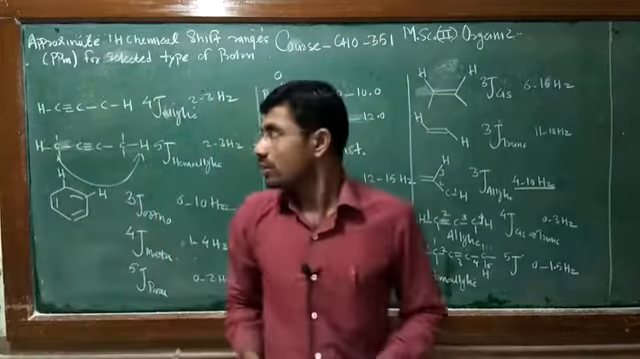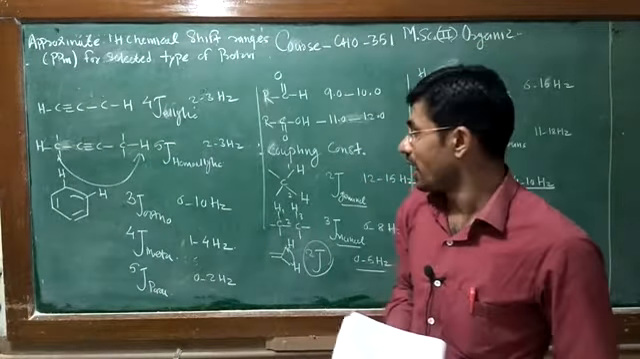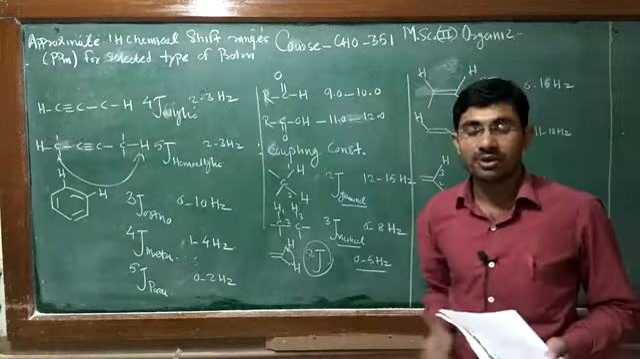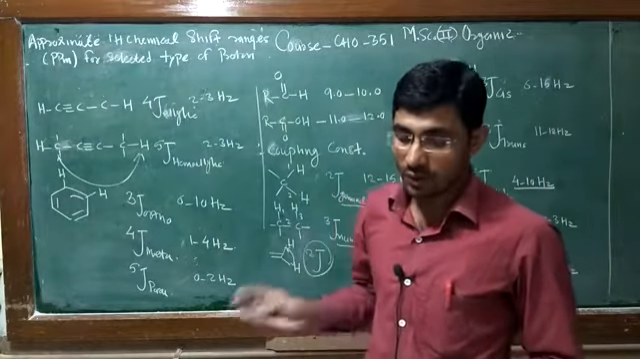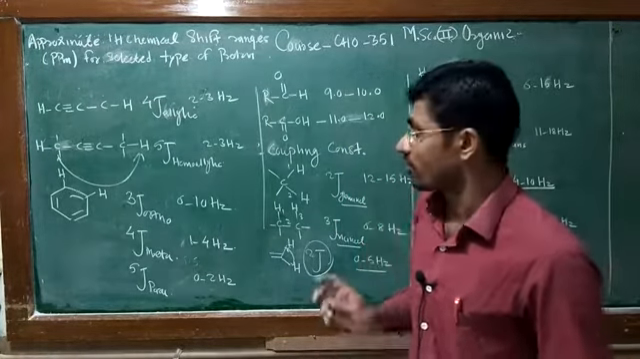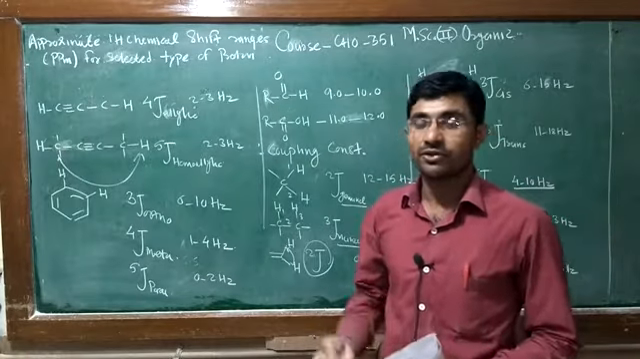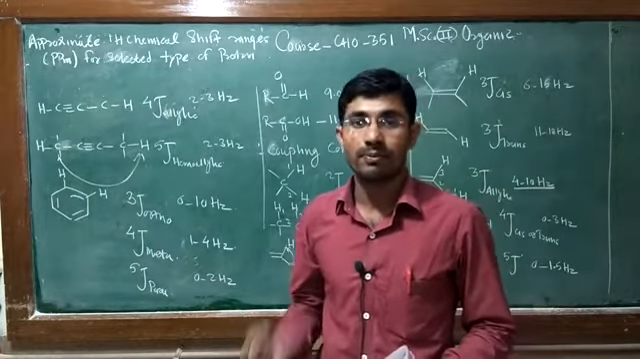So this is about the approximate 1H chemical shift values and some typical coupling constants present in 1H NMR. We can use this information when solving problems based on NOE.